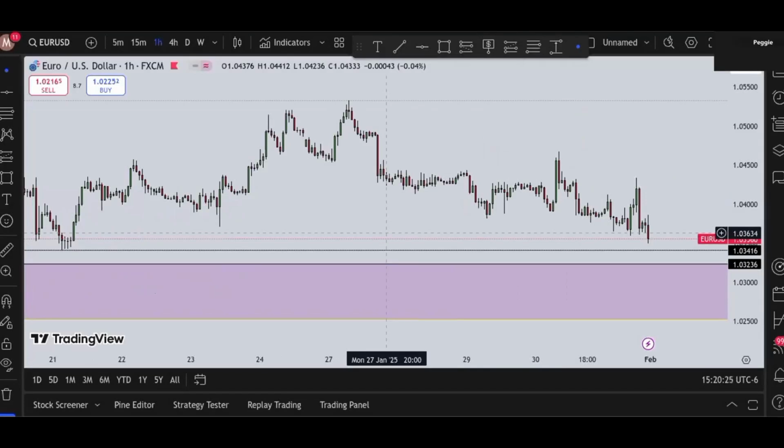Yeah, so in such scenarios, that is where you also have to use the 4 hour. So that is why we all have to be very flexible with the time frame. That is why it is called top-down analysis.